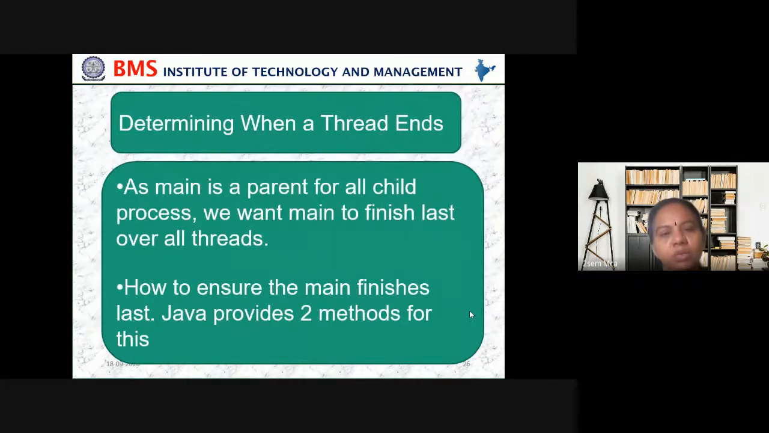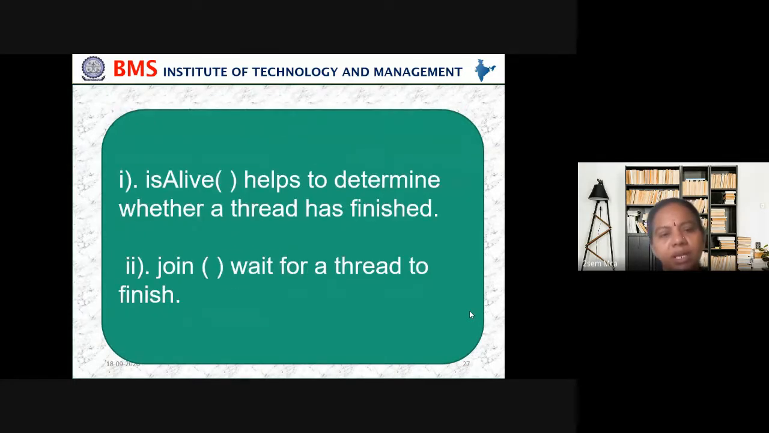So, determining when a thread ends: as main is a parent for all the child processes, we want main to finish last over all threads. How to ensure main finishes last? Java provides two methods for this: one is isAlive and the other is join. With isAlive, we check to determine whether the thread has finished its work or not. With join, we wait for a thread to finish the work assigned.